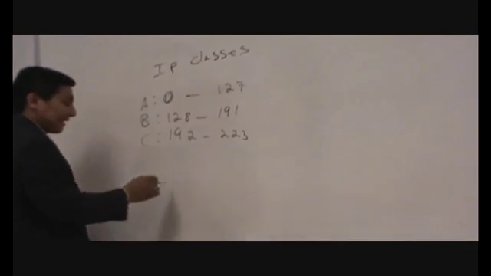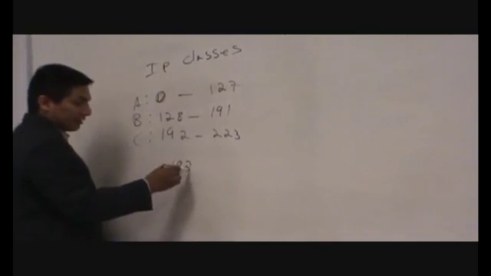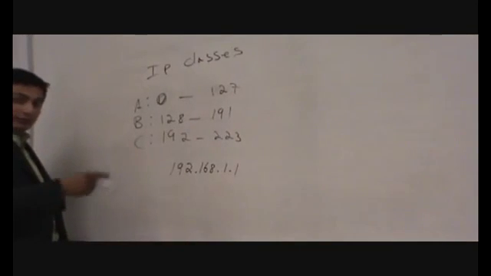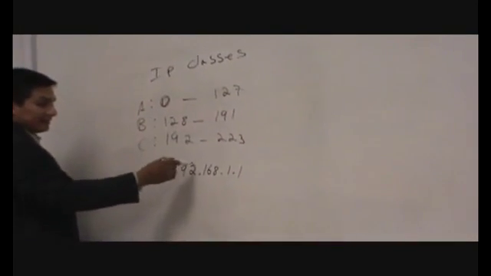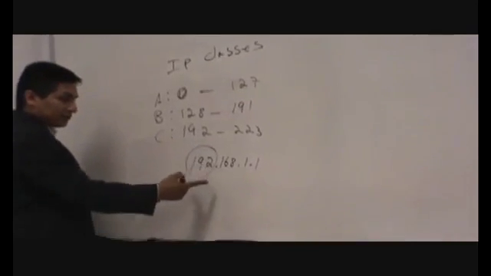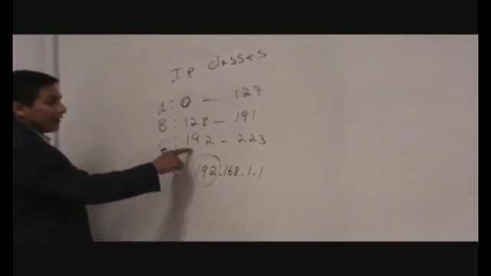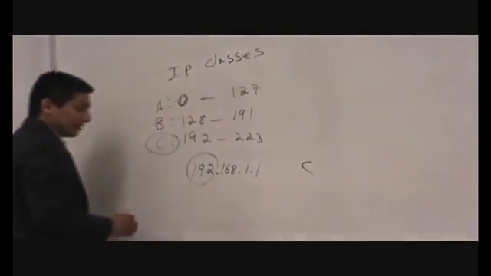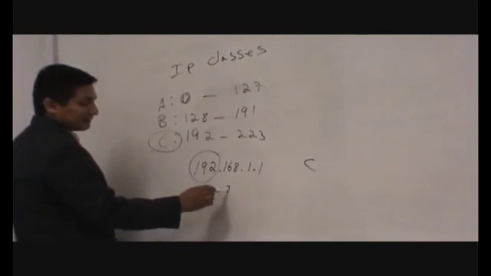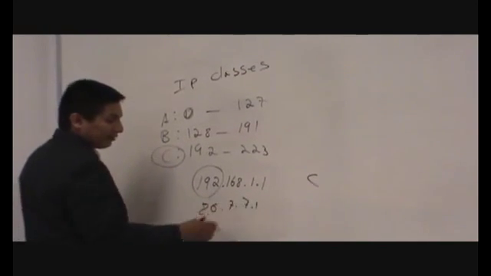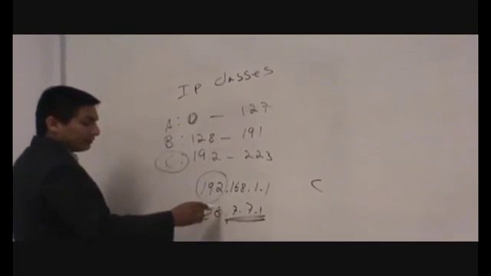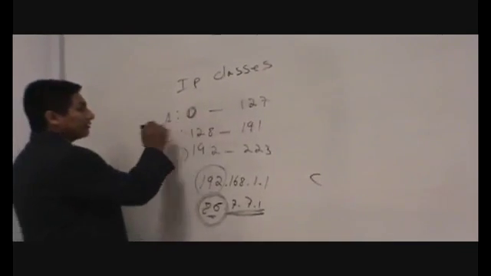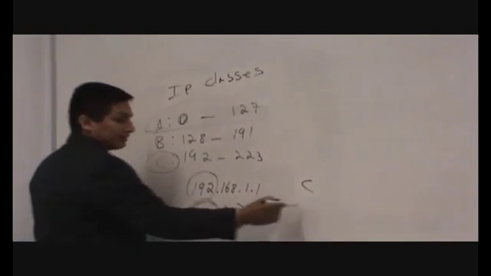That means that if I see an IP address like this, 192.168.1.1, the first thing I'm going to look at to figure out what type of class it is is the first octet, or the first number here. It's a 192, so that falls within this category here. This is a Class C IP address. If you see an IP address like 86.7.7.1, it doesn't matter what numbers you have here. What I'm looking at is this number here, and this number falls within this range. This range is a Class A.